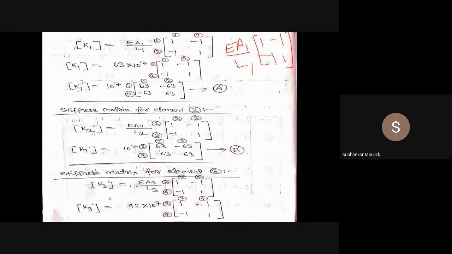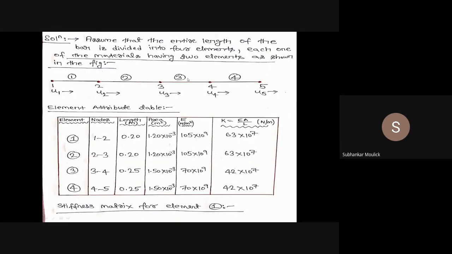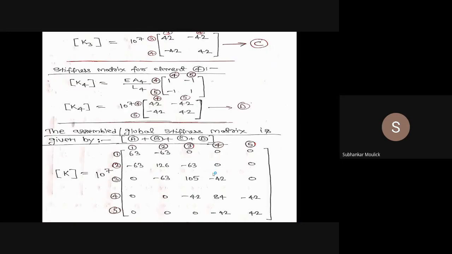Again, I can write the stiffness matrix for the third element. Only what will change? The way of writing the row and column number will change. For the third element, the node connectivity is from 3 to 4. So the first row will become 3, the second row will become 4. Similarly, the first column will become 3 and the second column will become 4. That is nothing but equation number C. That is K3 equal to 10 to the power 7, 2 cross 2 matrix, 42, minus 42, minus 42, 42. Is it clear so far till equation number C?